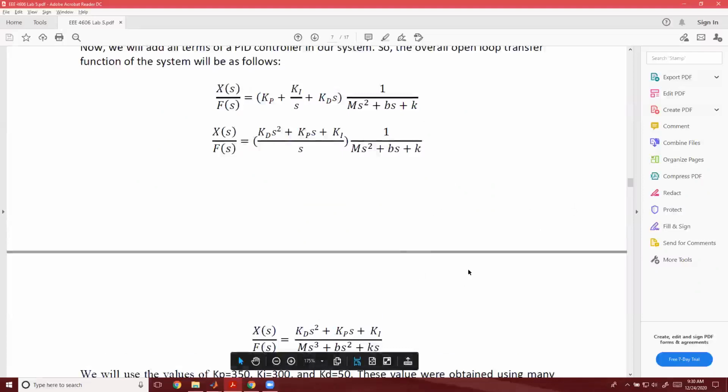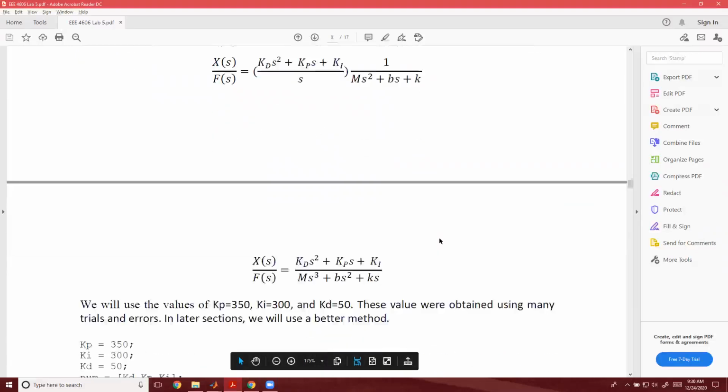From this equation, the numerator will be KD, KP, KI, and 0. Will there be a 0? No, sir, just KD, KP, KI, right? Yes. But sir, my denominator will have a 0 at the end. It'll be MD, K0.